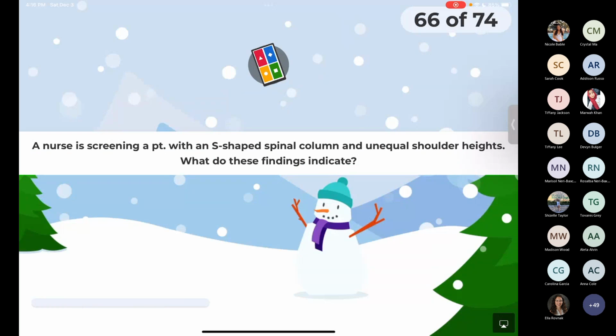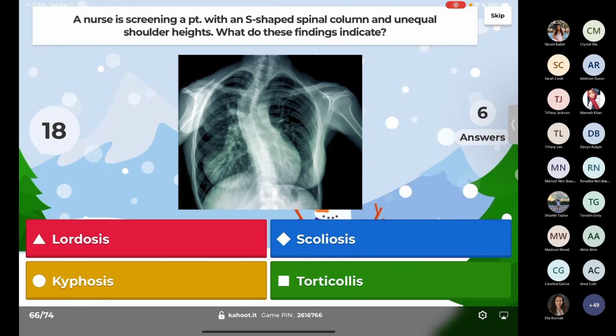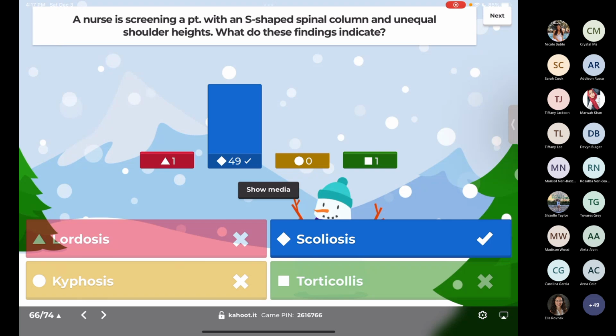A nurse is screening a patient with an S-shaped spinal column and unequal shoulder heights. What do these findings indicate? Good job, guys. So yes, that's going to be our scoliosis.